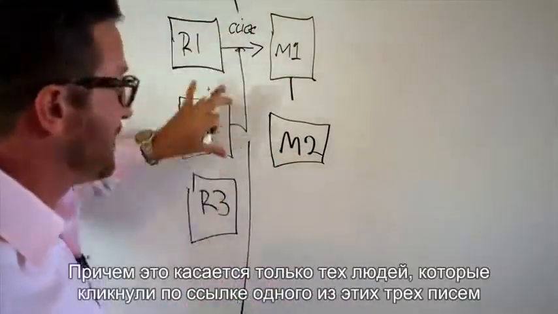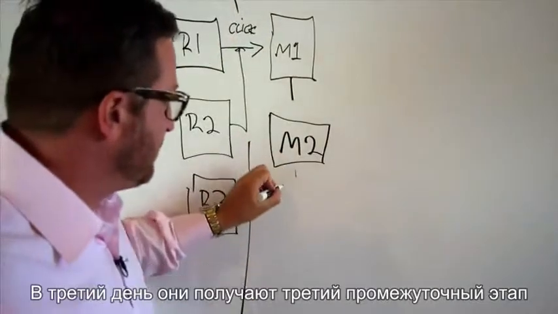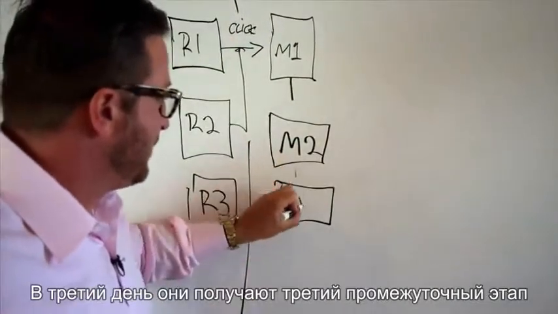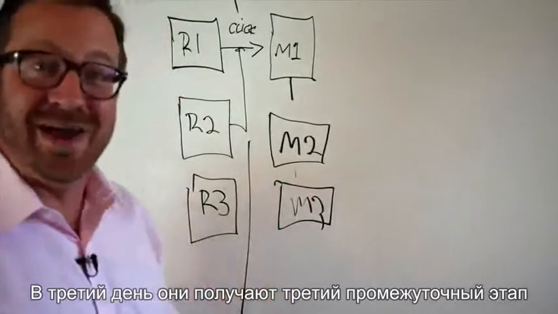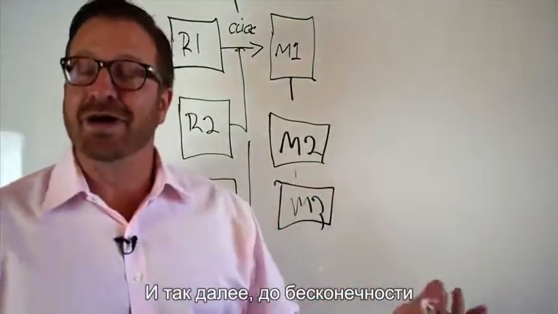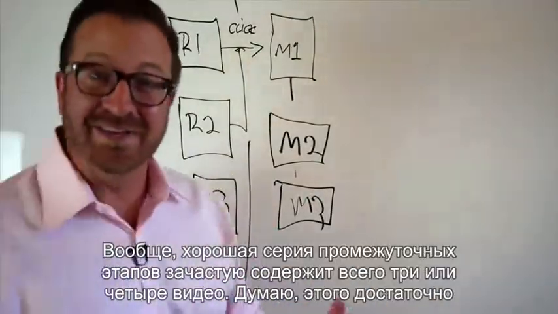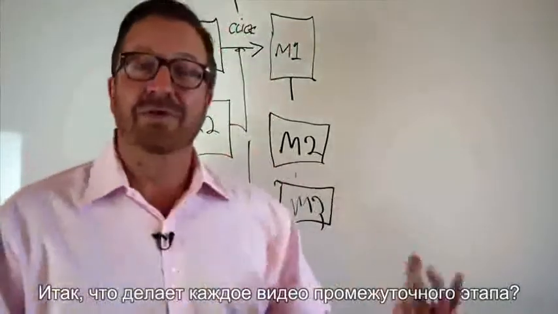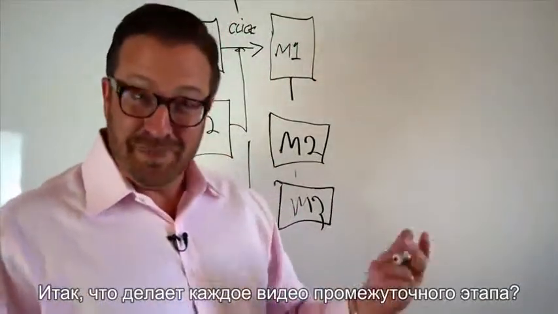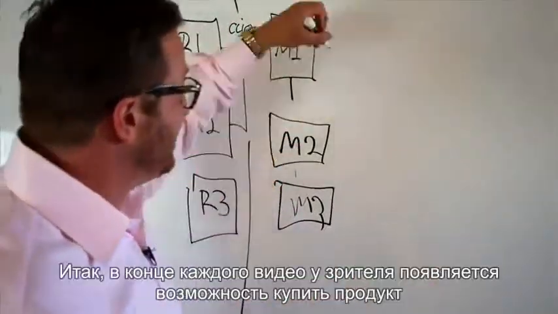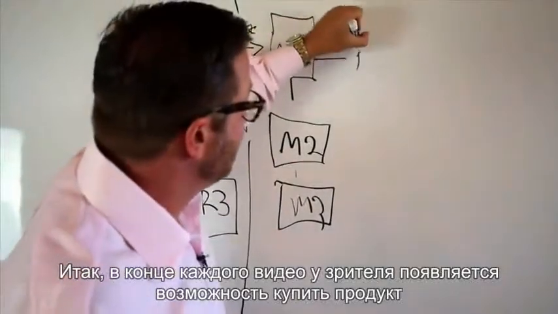Only the people who have clicked one of these 3. Day number 3, they get milestone number 3, ad infinitum, etc. Right? I like a good milestone series to be 3 or 4. I think that's plenty. Now, what does every milestone video do? It pitches, right? So at the end of each video, they have an opportunity to buy.